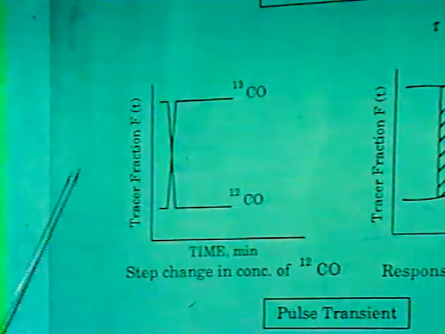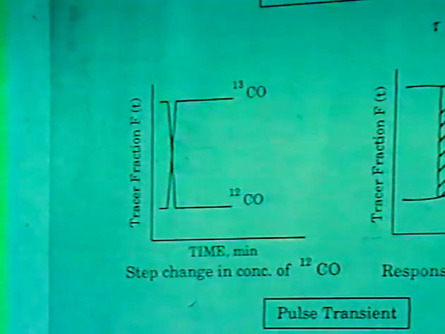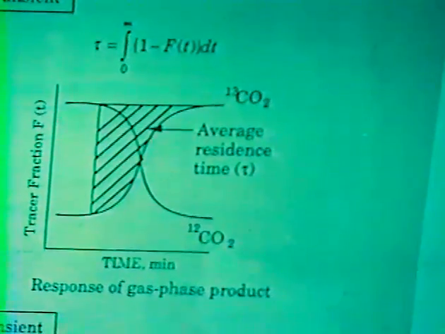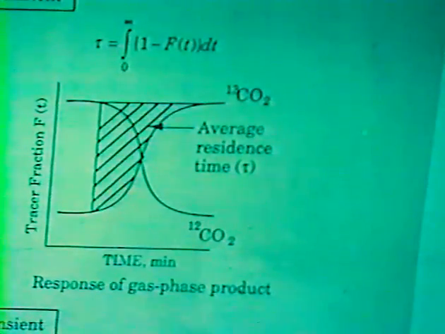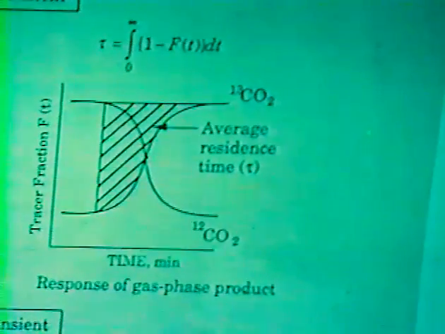The purpose of switching C12O to C13O is to maintain the surface under steady state conditions, because we think C12O and C13O have the same chemical properties. So by replacing the C12O with C13O, we can maintain the surface under steady state conditions. The response, we can monitor by FTIR or mass spectrometer. In the step transient response, the area above the transient curve is equivalent to the average residence time of the intermediate leading to the product.